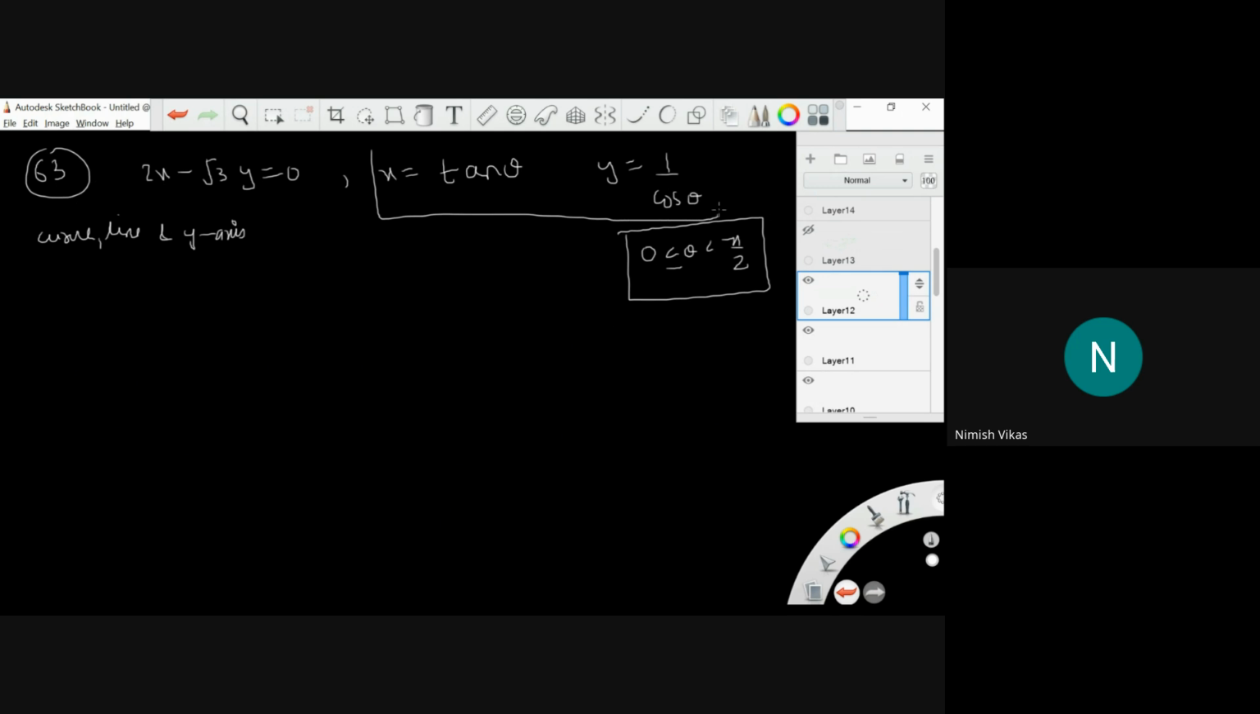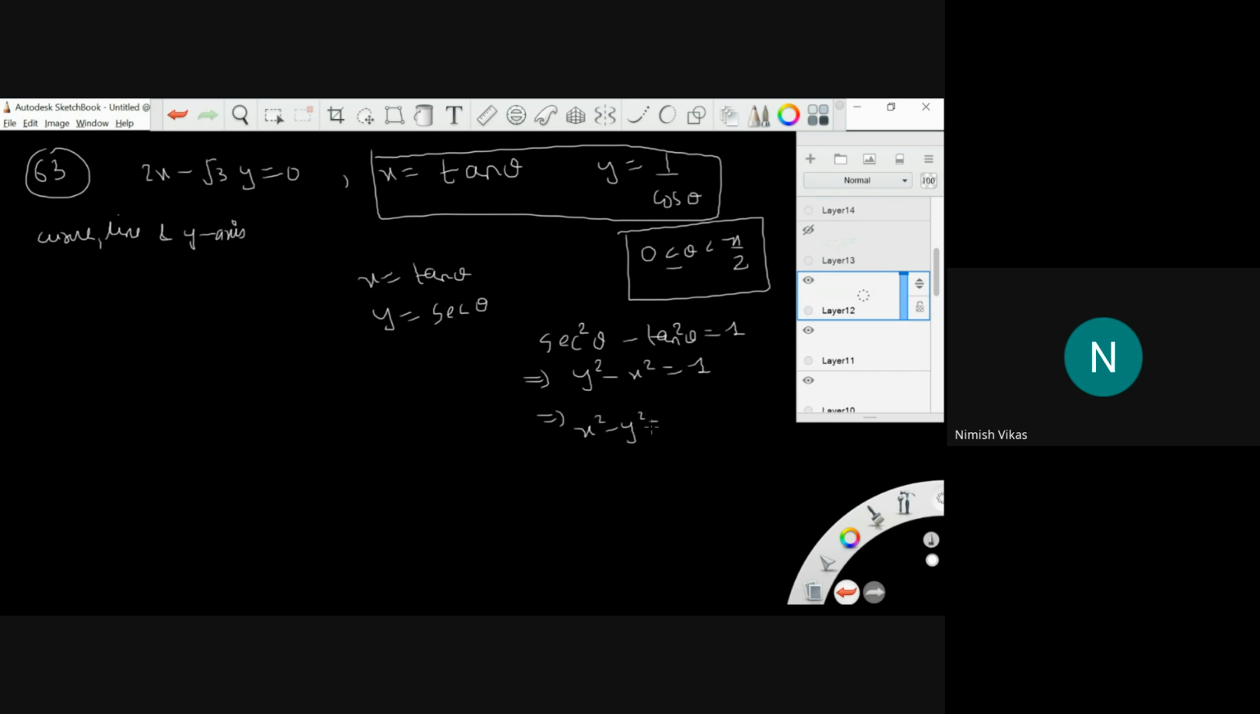So first of all, we should focus on the curve. x is tan theta, y is 1 upon cos theta. So write like this: x is equal to tan theta, y is equal to secant theta. Can you correlate these, x and y, tan theta and secant theta? How can you eliminate theta? Secant square theta minus tan square theta is 1. We know that trigonometric identity. So we have y square minus x square is equal to 1, so from here we get x square minus y square is equal to minus 1.